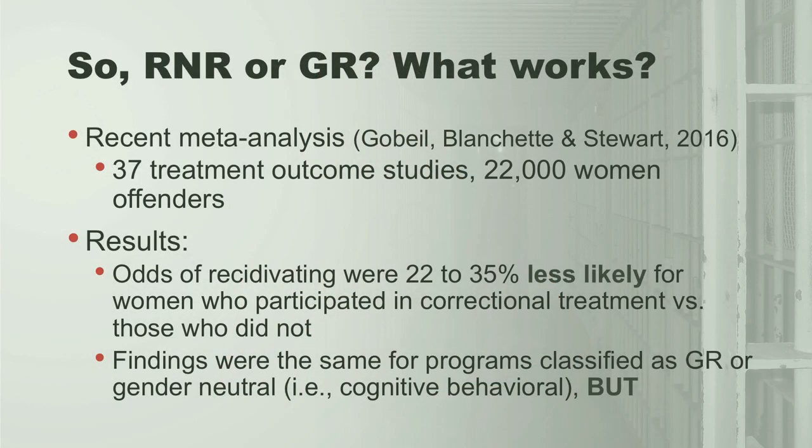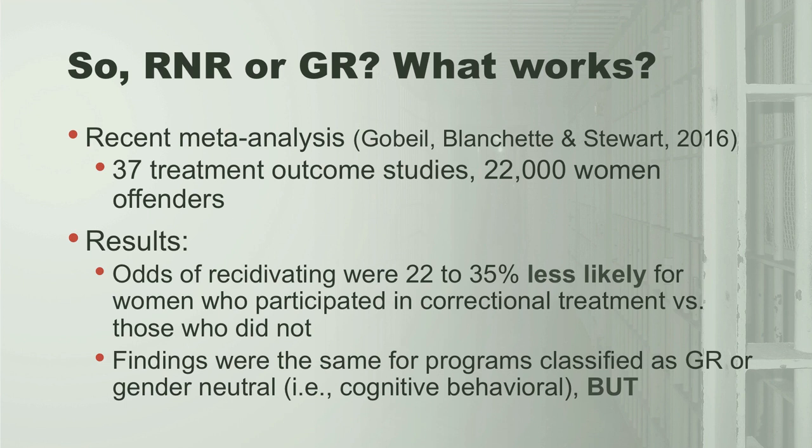So what works? What do we know? What about that R&R model we've talked so much about? What about the gender responsive model? What do we know? Fortunately, Gobet, Blanchet, and Stewart conducted a recent meta-analysis. They had 37 different treatment outcome studies with women or predominantly women offenders, totaling 22,000 women participants in their meta-analysis.